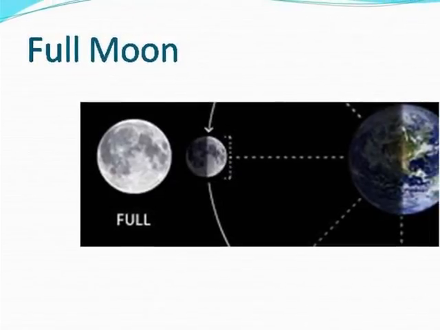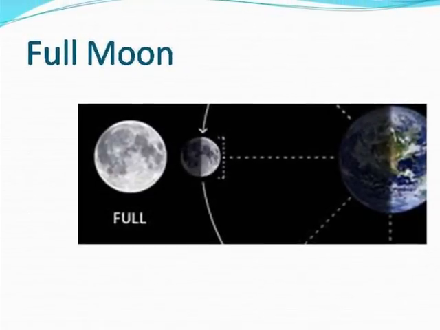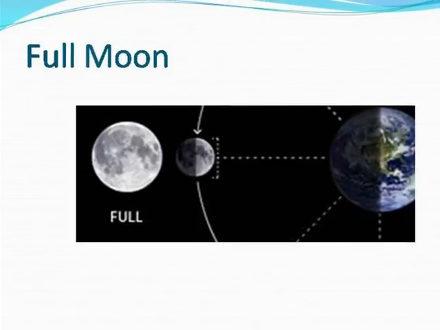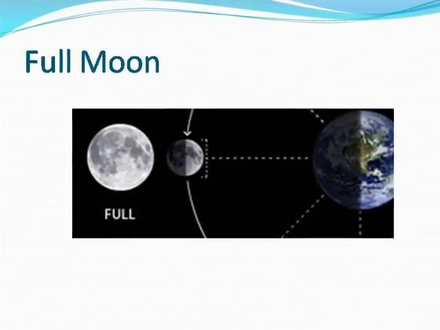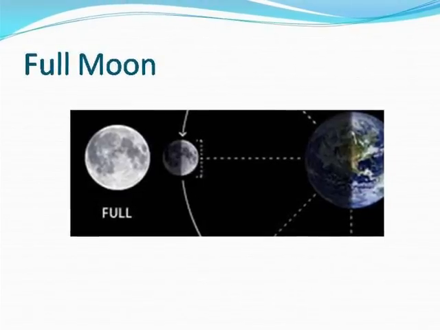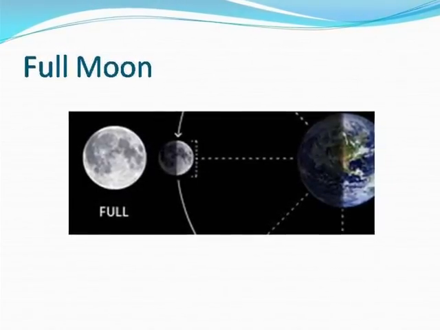Full moon. In this picture you will see the sun hitting the right side of the moon. The full moon phase occurs when the Earth, the moon, and the sun are in approximate alignment. The entire moon is lit up.